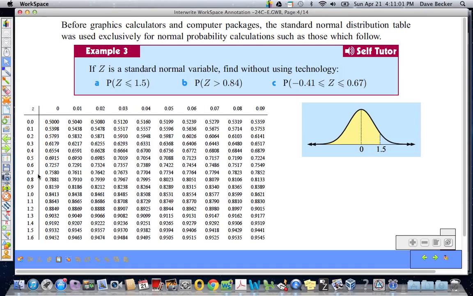There's more to it than this. I've just cut out and pasted the parts that we need. Now, these scores have already been standardized for us. In other words, the formula has already been used to get these values. And they tell us that right here. If z is a standard normal variable, find without using technology the probability that z is less than or equal to 1.5. Very simple.